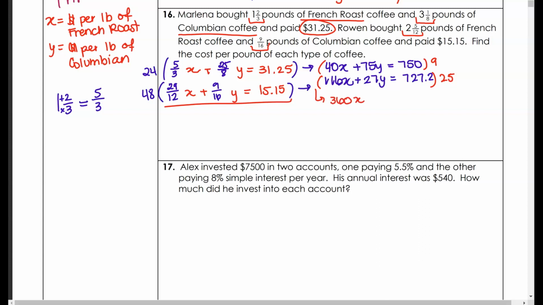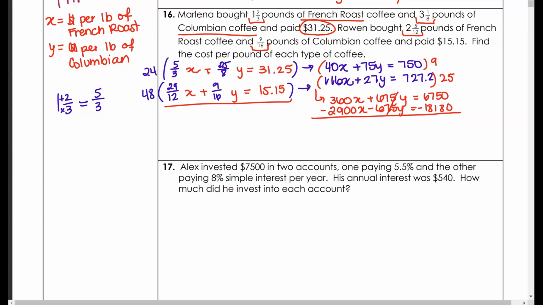So when I do that, I end up with 360x plus 675y equals 6,750. And in the denominator, I end up with 2,900x plus or minus 675y equals negative 18,180.